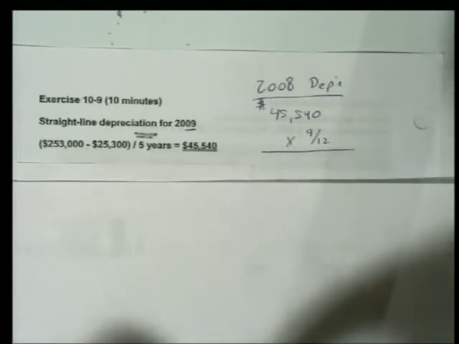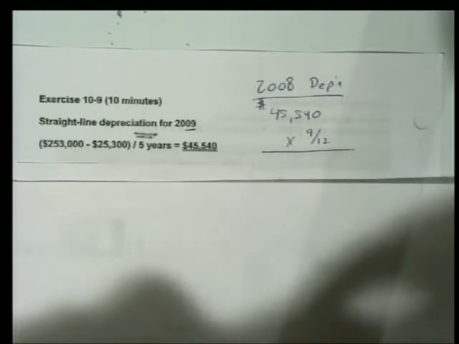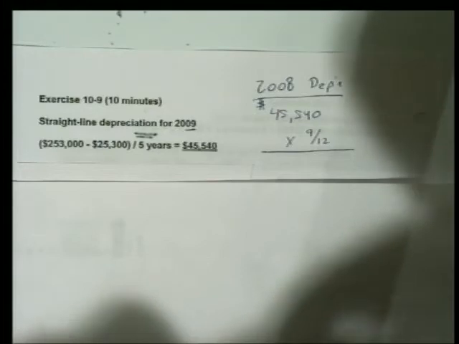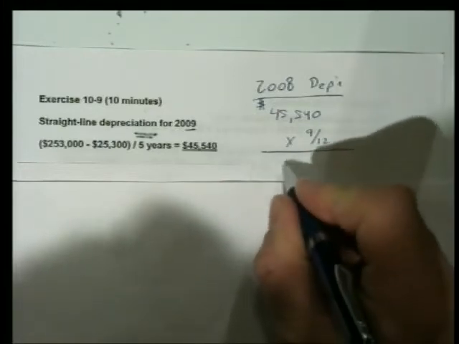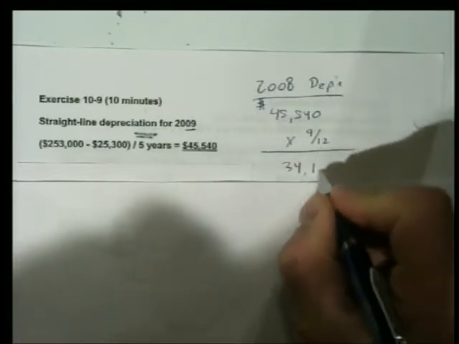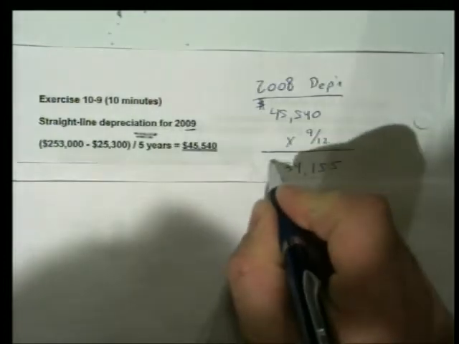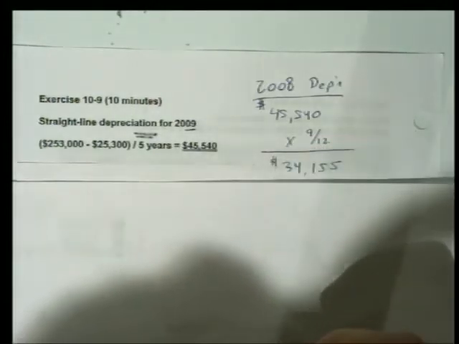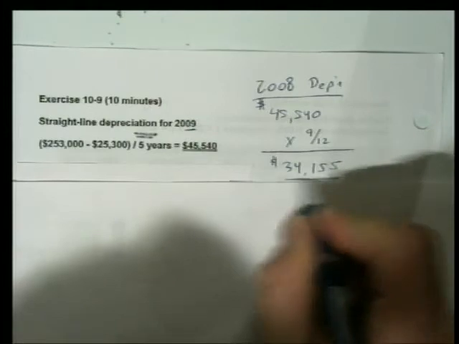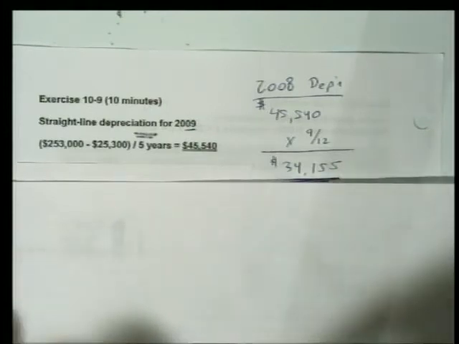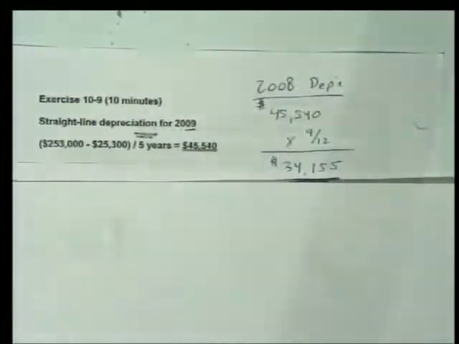what is that number? Help me out. 34,155. Anybody else get that? Okay. So that's how much we would depreciate in 08, which I think they should have asked about. I'll call the author tonight and tell them that I think they should change their book. Okay?